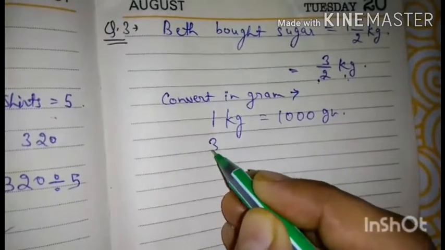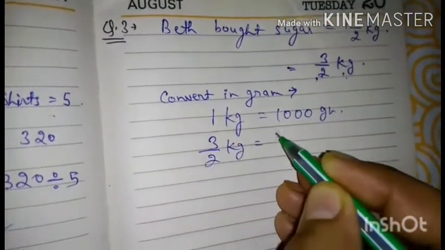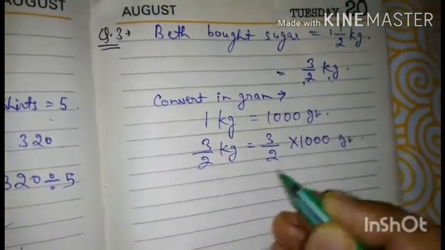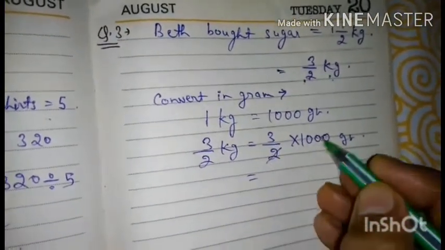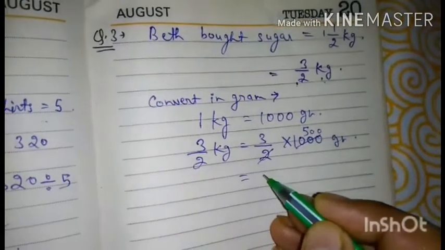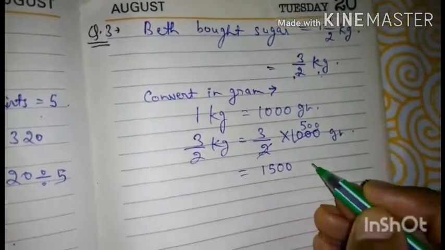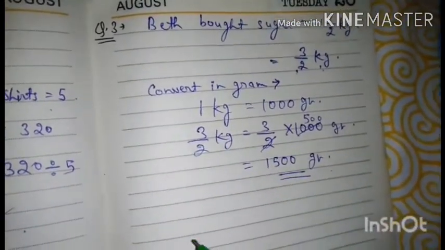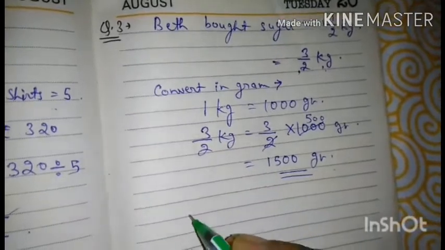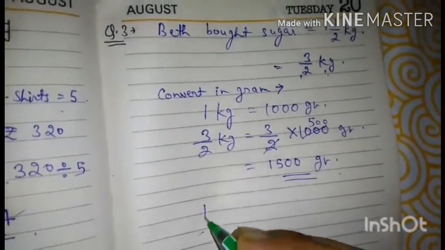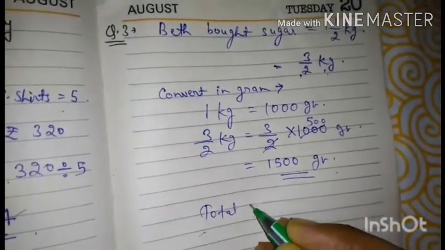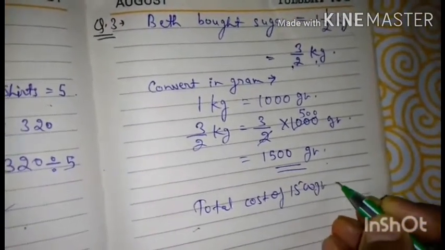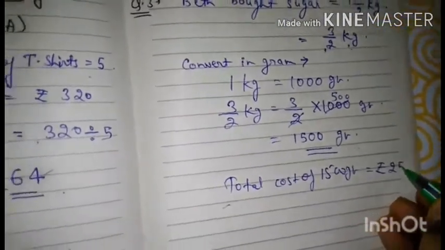So 3 by 2 kg is equal to 3 by 2 into 1000 gram. Okay, so if you divide it, 2 5 ja 10, 0 0, 5 3 ja 1500, 1500 gram. So 1500 gram costs rupees 25. Total cost of 1500 gram is equal to rupees 25.